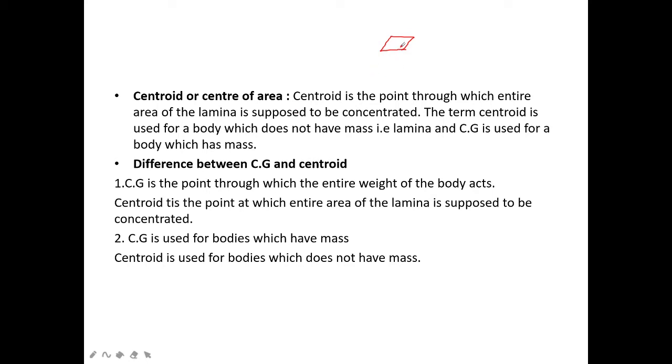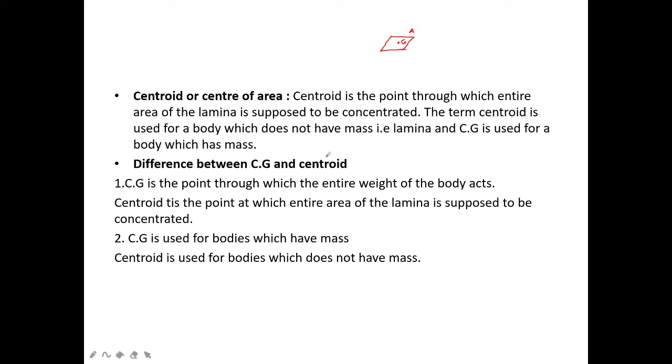So if you assume that the entire area, let us say the area is A, of this lamina is concentrated at this point, an imaginary point, then the CG of this lamina will act at this point. So this will be the CG of this lamina, a lamina which doesn't have any mass.